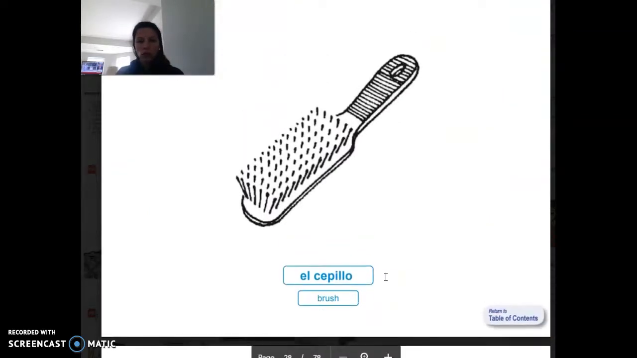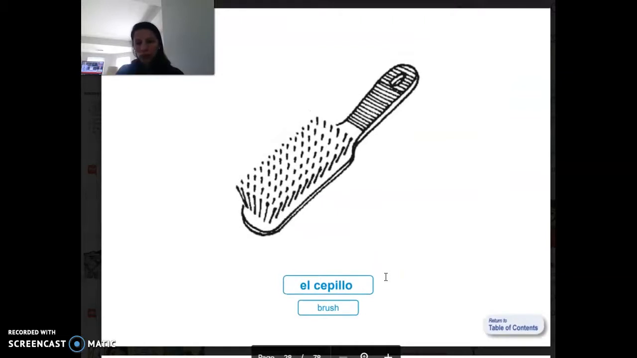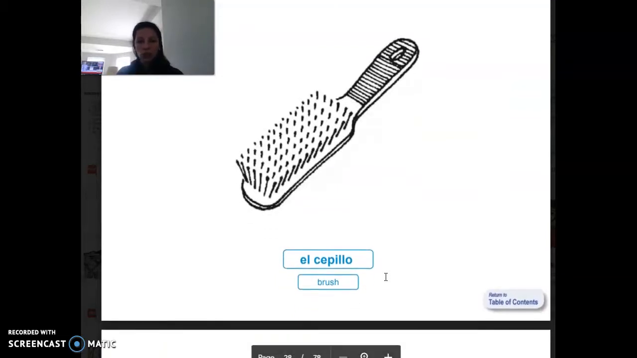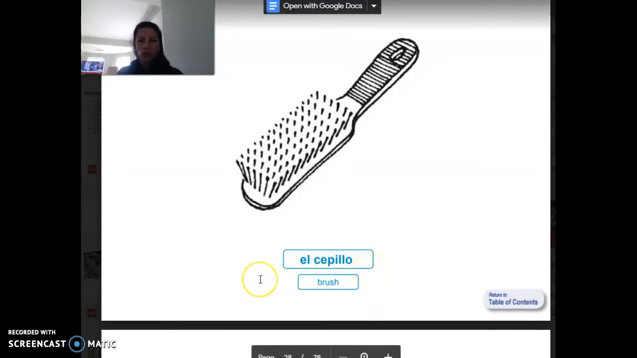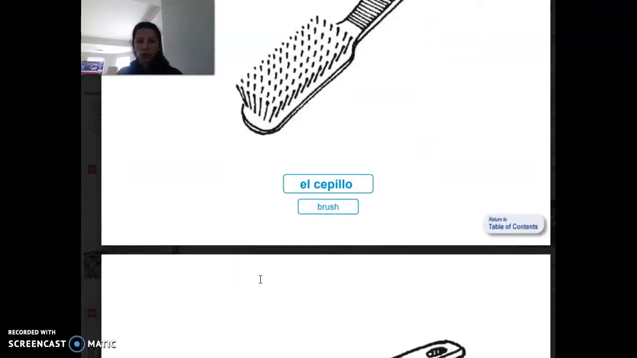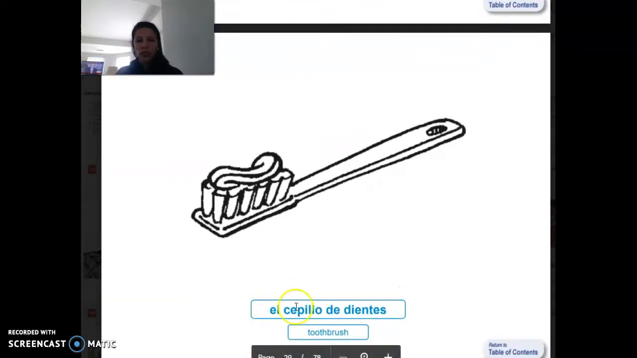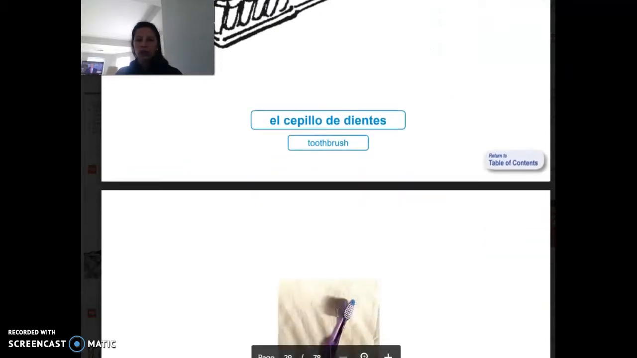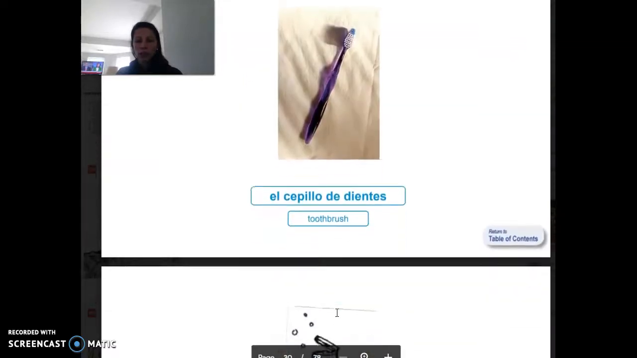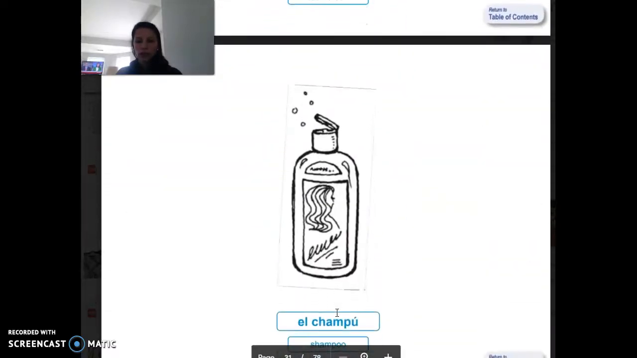Okay, so now the instruments that we can use to complete these activities. El cepillo, brush, and it's very tied to the action. Cepillo, cepillarse, to brush oneself. El cepillo de dientes, toothbrush. Cepillarse los dientes, to brush one's teeth. So they're very tied to the action that they fulfill.